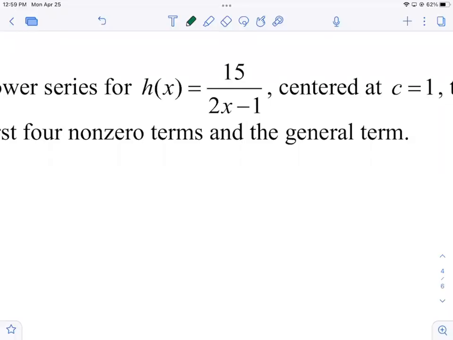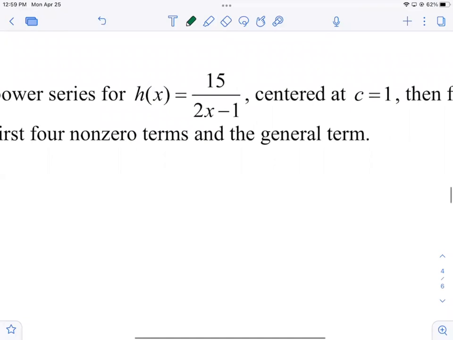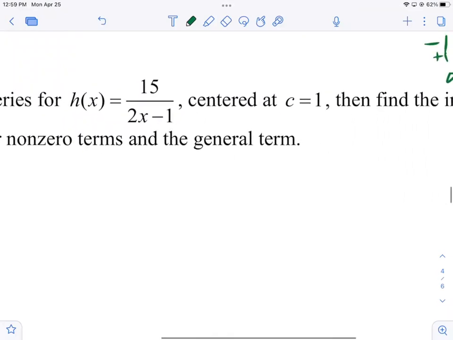So 15 over 2x minus 1. I've got a quotient, and I'm trying to center it at 1. If you started using Taylor's rule, not that it would be horrible, but we're going to see if we can make this happen as a modified geometric series. So I know that the 15 is going to be factored out, right?